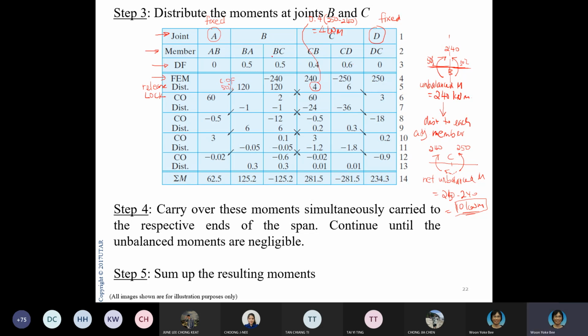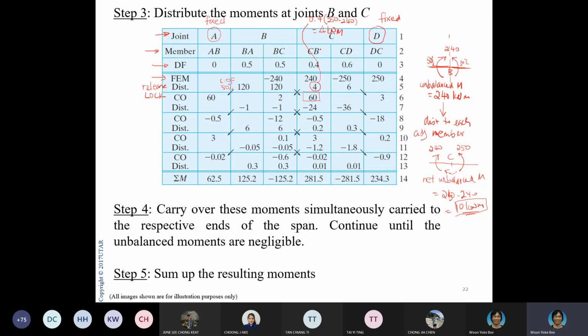Then I look at BC. BC has 120. That means I need to carry over to C. Now joint C is locked. So when joint C is locked, that means it is fixed. And if it is fixed, I need to carry over 50% here. That's how I get the 60 here. 50% of 120 is 60.